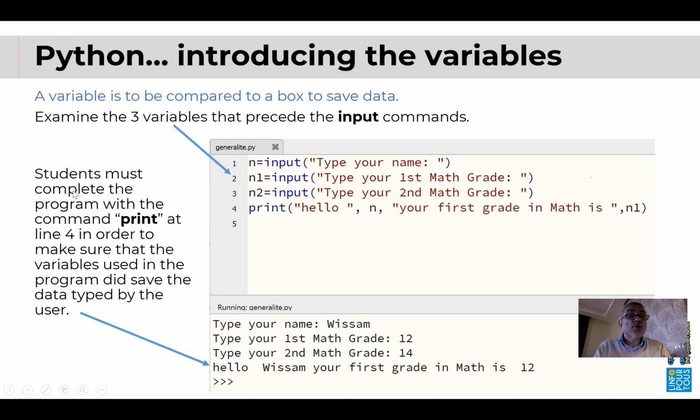Students must know how to complete the program with the print command at line 4. As you can see, the variables are written between commas, outside the quotes. As you can see here, hello, comma, n. Your first grade in math is, comma, n1. So as a result, when I execute the program, the result will be: hello Wissam, your first grade in math is 12.